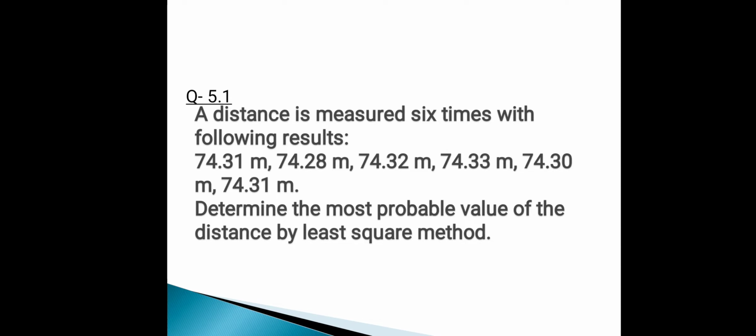In this question, a distance is measured 6 times and the results are 74.31 meter, 74.28, 74.32, 74.33, 74.30 and 74.31. We are asked to determine the most probable value of distance by least square method.